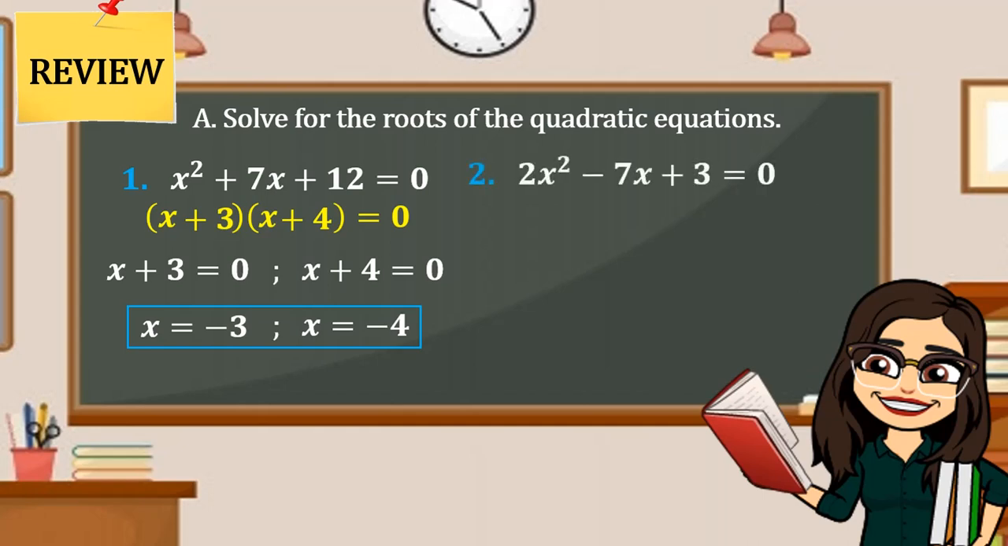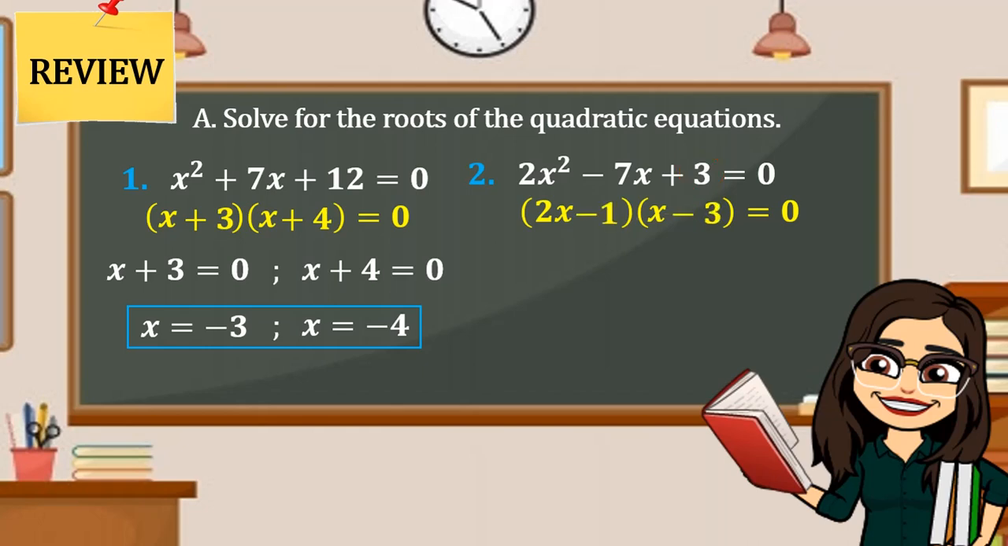For the next given, we have 2x squared minus 7x plus 3 equals 0. Again, we will use the factoring method to solve this equation. Same steps. First, the factors of the first term. The factors of 2x squared are 2x and x. Next, the factors of the last term. The factors of 3 are negative 1 and negative 3.